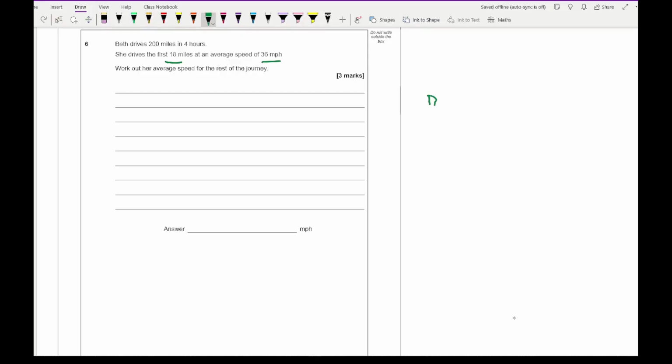Now for this, what we're going to be using is distance, speed, time. So for the first stage, to work out the time, time is going to be equal to distance divided by speed, which is 18 divided by 36, which equals 0.5 hours. So then what I've got to look at is how much distance is left.